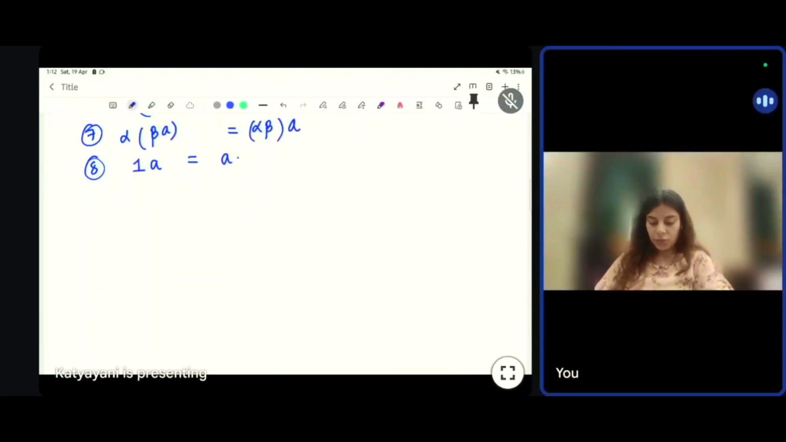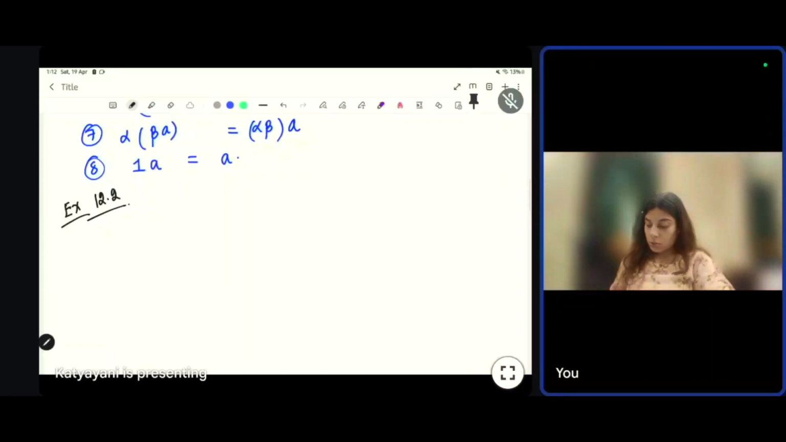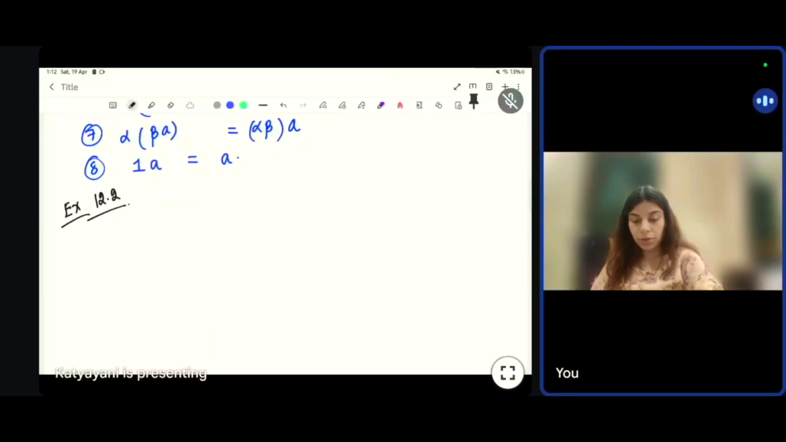So let's see if we can do a question on the topics that we have studied till now. This is chapter number 12. Let's do a question from exercise 12.2 of your book, Sater and Hammond. So let's solve question number 7 from exercise 12.2 of your book. It says: solve the vector equation.